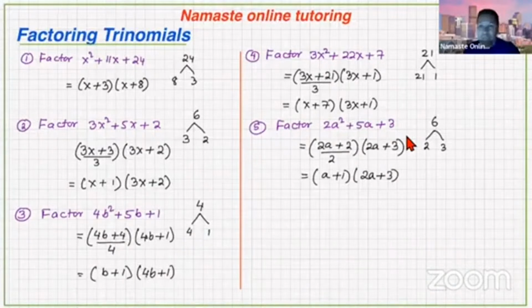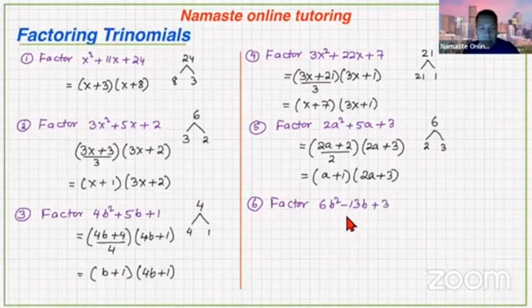I hope everything is going fine so far. So let's look at the last example. Here we go. Say, for example, we have a question, factor 6b squared minus 13b plus 3. So now we have a negative number there because in all of the examples that we have done so far, there are no negatives. But here in this one, we have a negative. So we have to be a little bit careful here. But the process is the same.